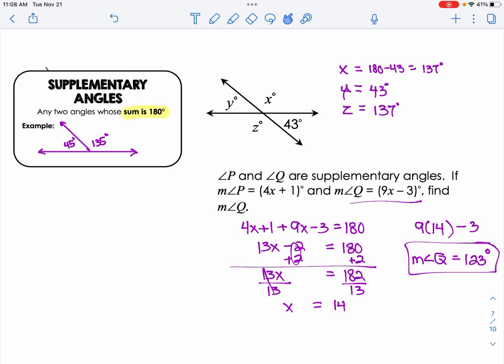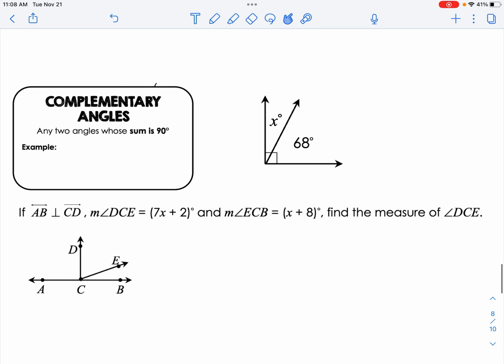All right, complementary angles, these are ones that add up to 90 degrees. So sum is 90. So you probably remember this. This is when you see a right angle and you're putting them together. So let's just draw a picture here.